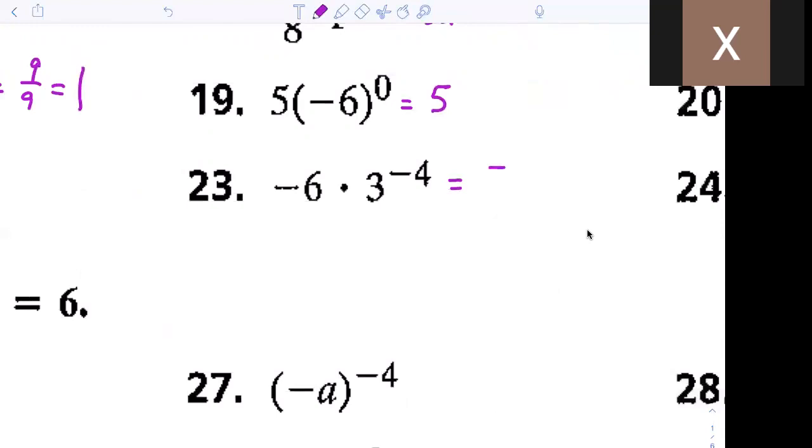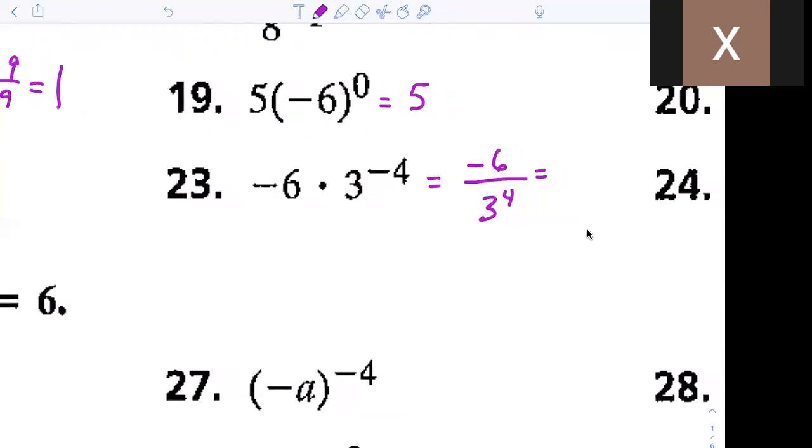Negative 6 times 1 over 3 to the 4th. Yes, but I don't need to say times 1 over 3 to the 4th. But is that wrong to say that? No, it's not wrong. It's just I'm trying to get into your brain. If you have a negative exponent, just move it to the bottom. Now, who can tell me what 3 to the 4th is? 81. And that's okay to think it's 27. You just did it 3 times instead of 4.